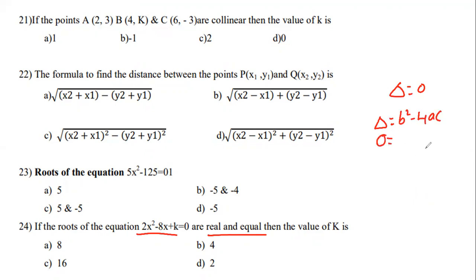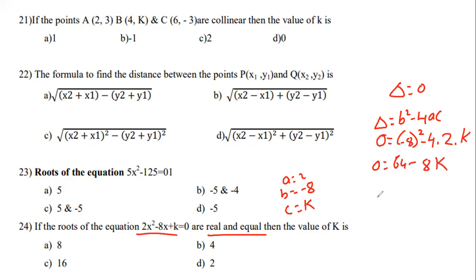Delta value is 0, a equals 2, b equals minus 8, c equals k. B value is minus 8 whole square minus 4 into a value 2 into c value k. 0 equals 64 minus 8k, since 4 twos are 8k. 8k equals 64. k equals 8. Which option is right? Option E is correct.